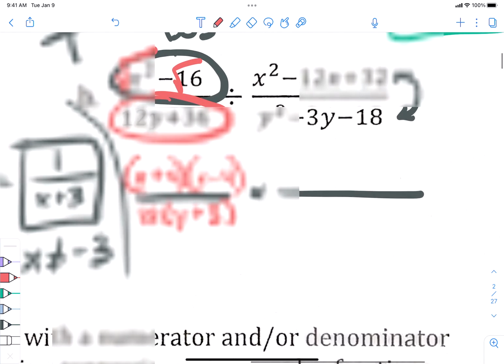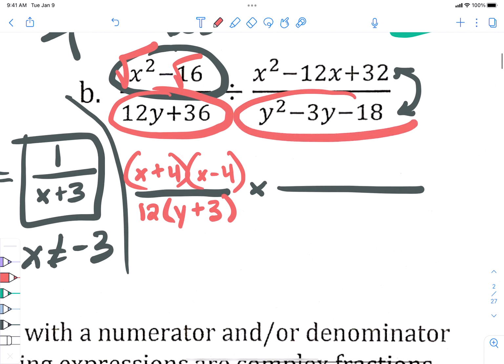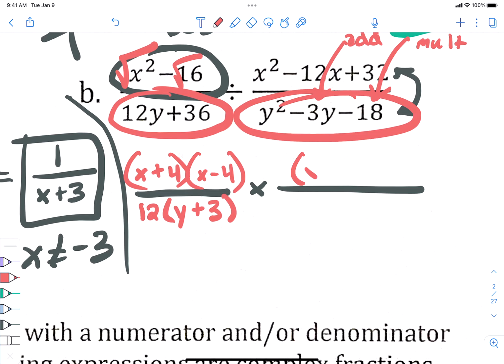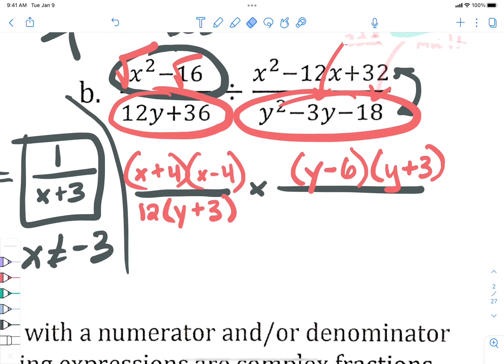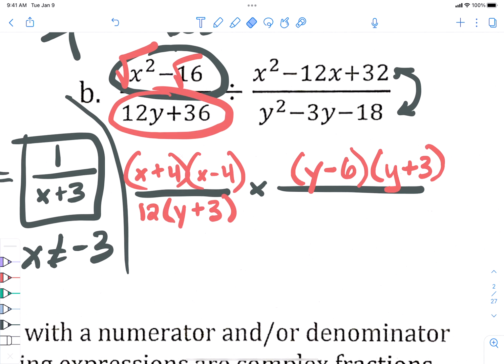All right, now I'm going to do this bottom one first, because that actually goes on the top, right? Because we're flipping. So this is a simple trinomial. We want to multiply to get 18, but when I add them, give me negative 3. Negative 6 and 3. So negative 6, positive 3, and we're doing y's, not x's. y minus 6, y plus 3. Will that do it? I think so.